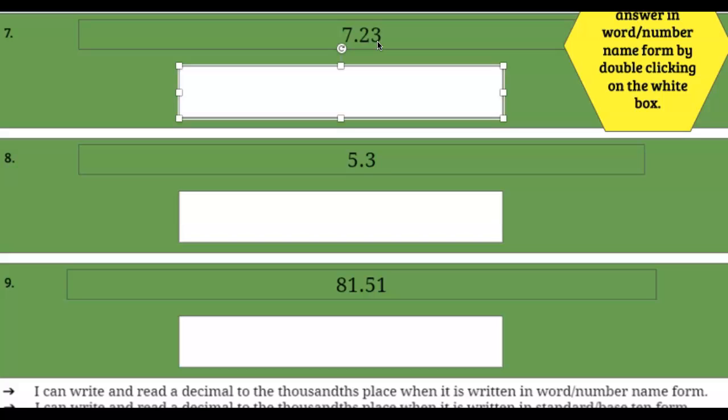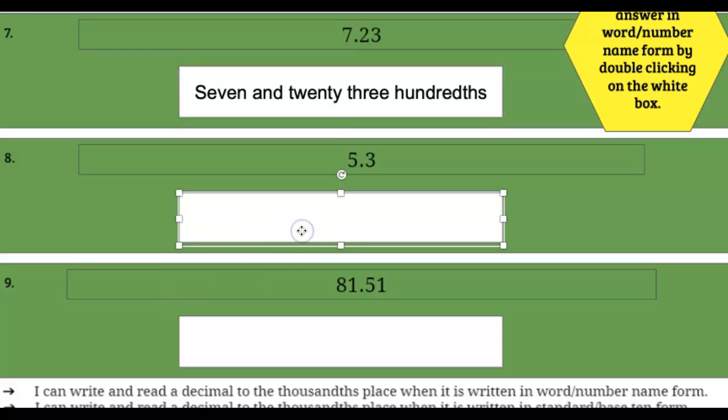So my number should be 7 and 23 hundredths. Don't forget the THS. If you just write 23, that is wrong because the THS is what's after the decimal. And then you try. So remember, don't forget your last name. Wherever the last digit is behind the decimal, that should be the last word in your word form.